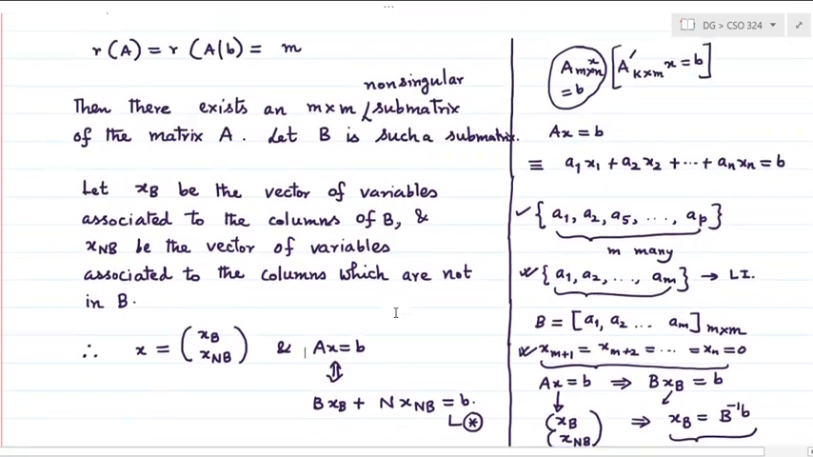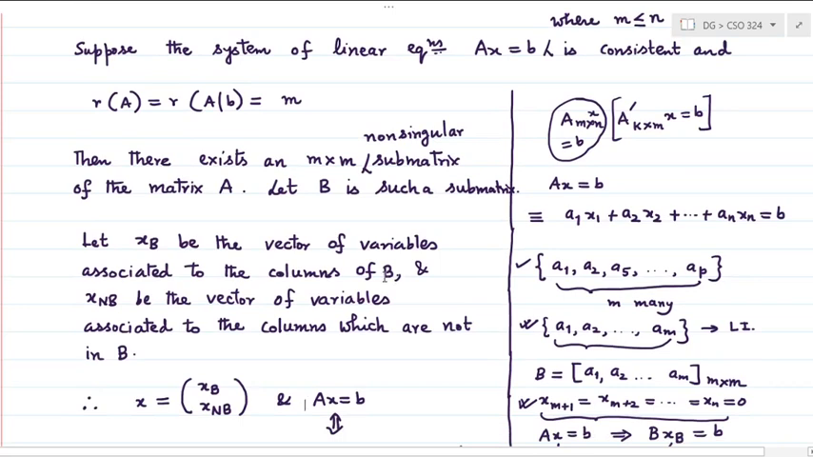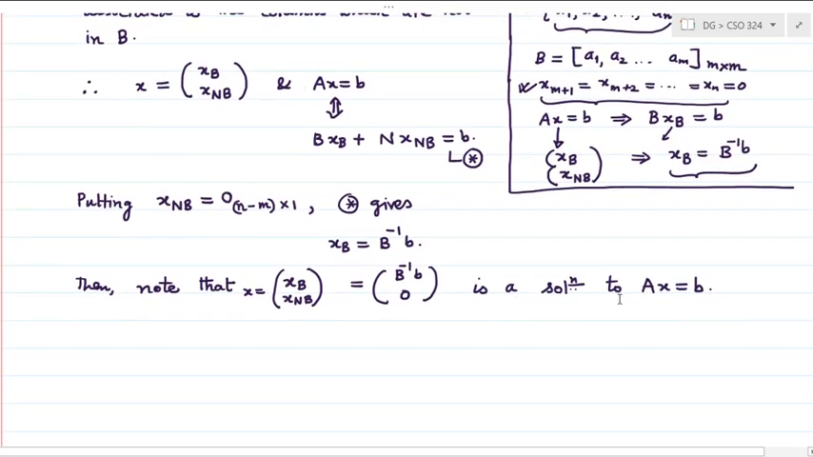It is called a basic solution because it is coming from a basis. Capital B forms a basis. The columns of the matrix capital B form a basis of the column space of the matrix A, and that's the nomenclature basic solution. Such a solution is called a basic solution to Ax equals b. Fine.